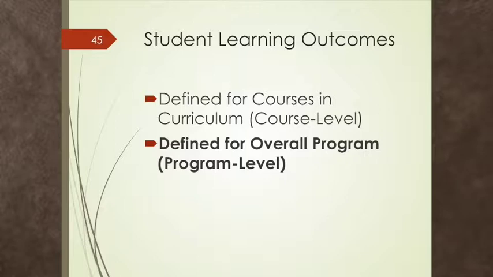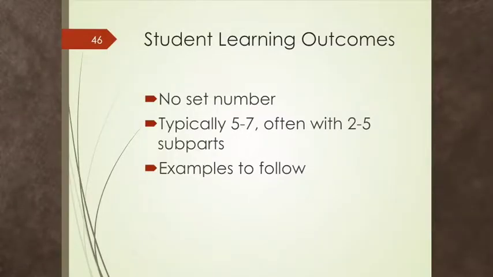Student learning outcomes are defined for courses in the curriculum, but they are also defined at the overall program level. And that's the focus of outcomes assessment for site visitors. Clearly you have to have course level outcomes to fill in the matrix, but it's really about the program level ones that you're going to be reviewing at this stage. There's no set number of how many there should be. I don't know, typically 5 to 7. Each one often has 2 to 5 subparts. The fewer, the easier to measure. The more, the clearer what it is you want students to learn and demonstrate by the time they leave your program. So it's kind of somewhere in the middle.